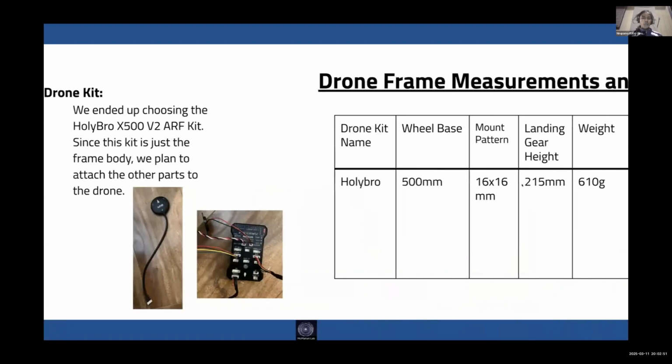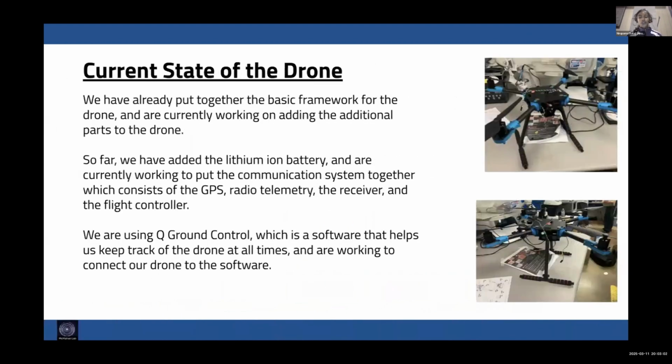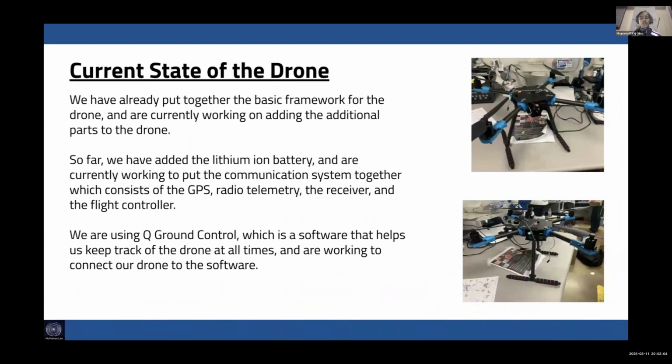Next, we're going to talk about the current setup of our drone. We've done the basic framework of putting together the frame body and are currently working on adding the additional parts to the drone. If you look on the right, you'll see a picture of our basic drone frame body. So far we've added our lithium ion battery. And we're right now working to put together the communication system, which consists of the GPS, radio telemetry, the receiver, and the flight controller.